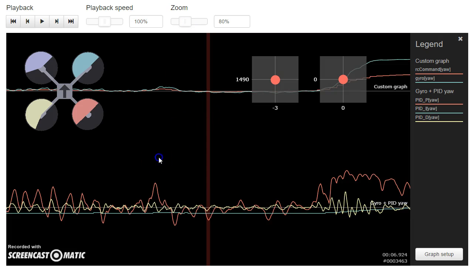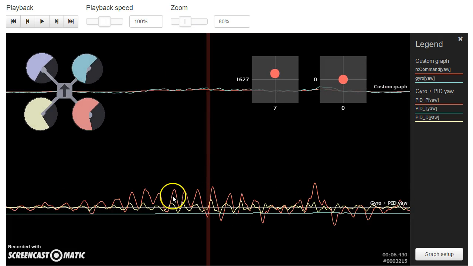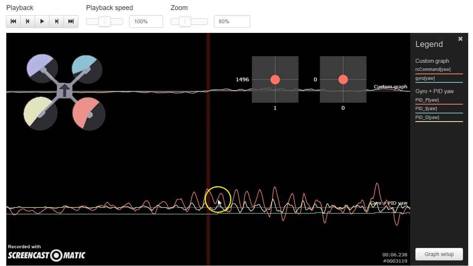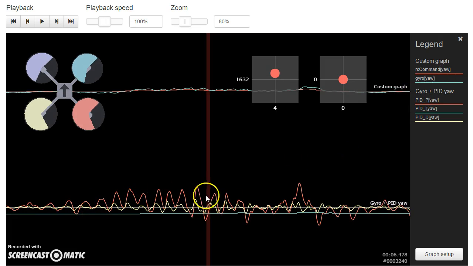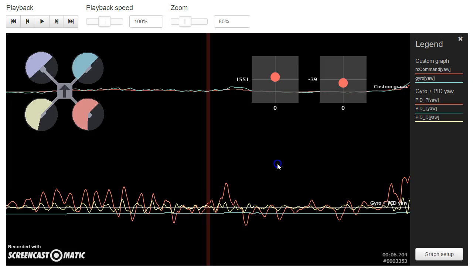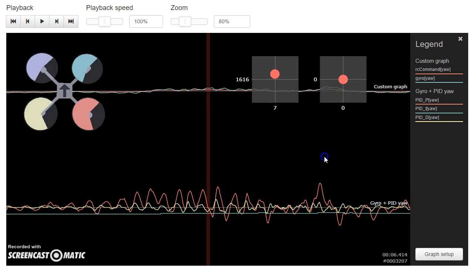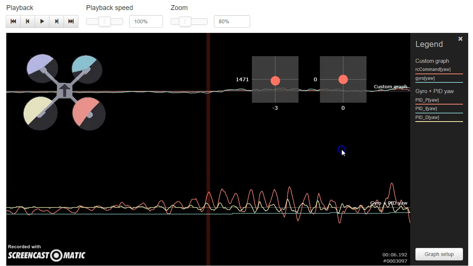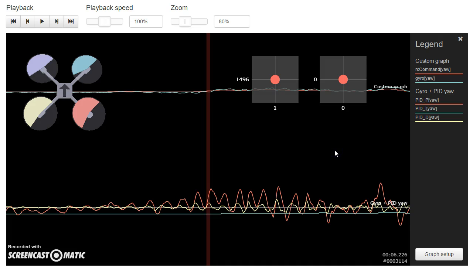Zoom, yeah. We definitely have some, I can't believe it. We have some oscillations on the yaw axis. Am I really looking at the yaw axis? I am. And we have oscillations on the yaw axis. Wow. Is this a case where yaw P is too high? I can't believe it. I'm so suspicious.